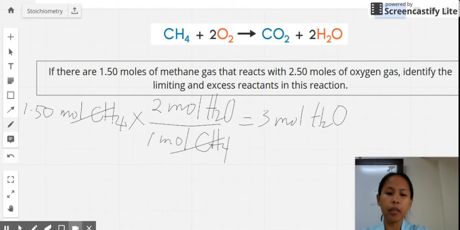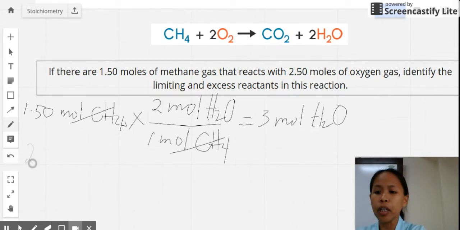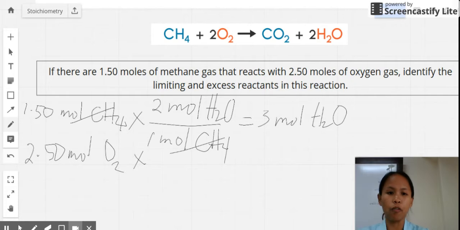So what does this say? It means that for 1.50 moles of CH4, it will produce 3 moles of water. What if we now go to the second reactant? Our 2.50 moles of O2, and then convert it to moles of water. It's always water because we began with water in the first reactant. That means you also have to use water so that you can compare. You cannot compare if you end up in different products.